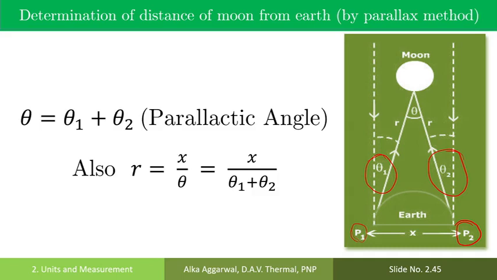So theta is equal to theta 1 plus theta 2, the parallactic angle, and using the relation r equals x upon theta, where theta is theta 1 plus theta 2, knowing the value of basis that is x, and parallactic angle that is theta, one can find out the distance of the moon from the earth.